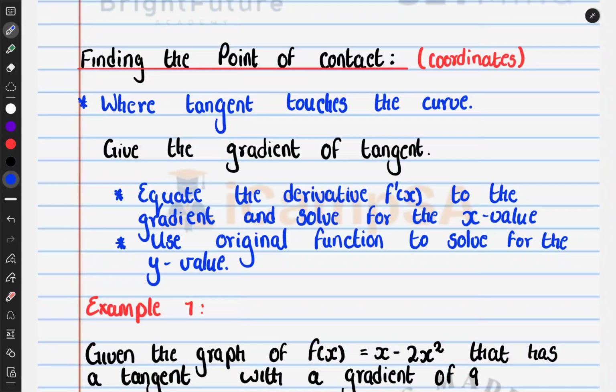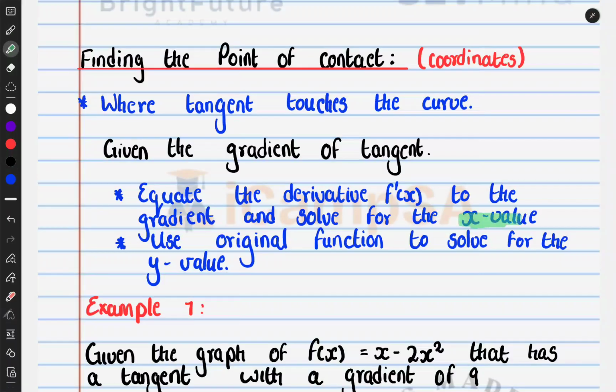So the point of contact is where the tangent and the curve meet, where the tangent and the curve touch. If we are looking to find the point of contact, we will be given the gradient of the tangent. Let's say maybe m is equal to 5, or whatever the number. These are the two steps that we follow to find the coordinates at the point of contact. First thing first, we equate the derivative of the function, f prime of x, to the gradient that we are given, and solve for the x value.